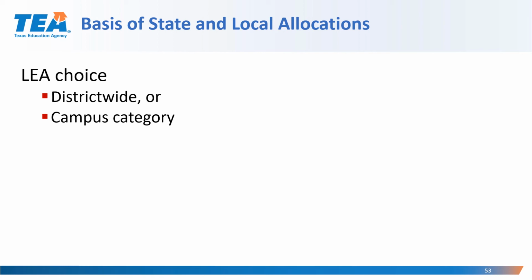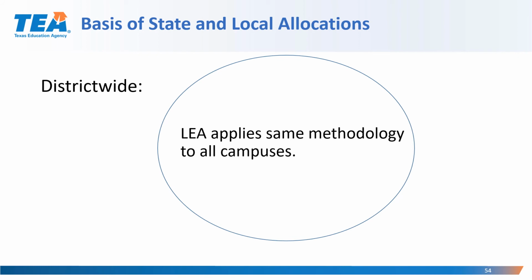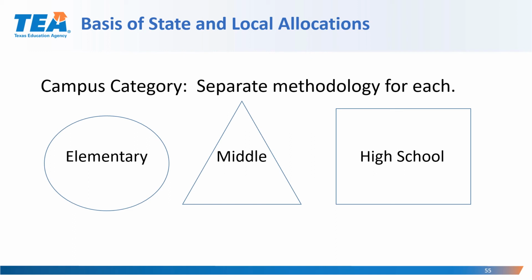For example, it's the LEA's choice as to whether its methodology will be applied district-wide or by campus category. It's possible for the LEA to have one methodology for its elementary campuses and another methodology for its middle school campuses. If the LEA chooses the district-wide methodology, it would apply the same methodology to all of its campuses. If it decides to do it by campus category, it could have a separate methodology for each type of campus.